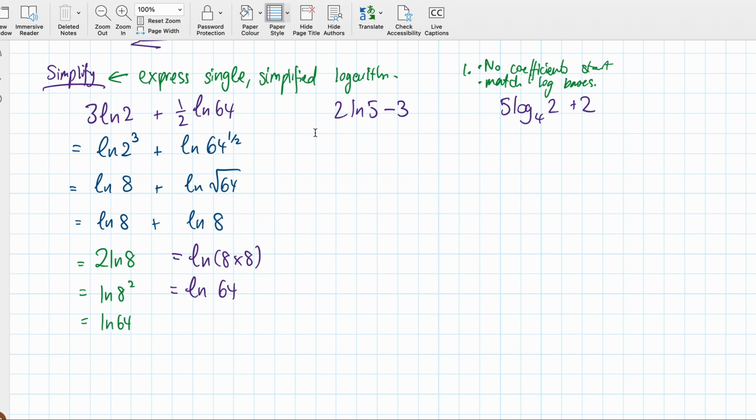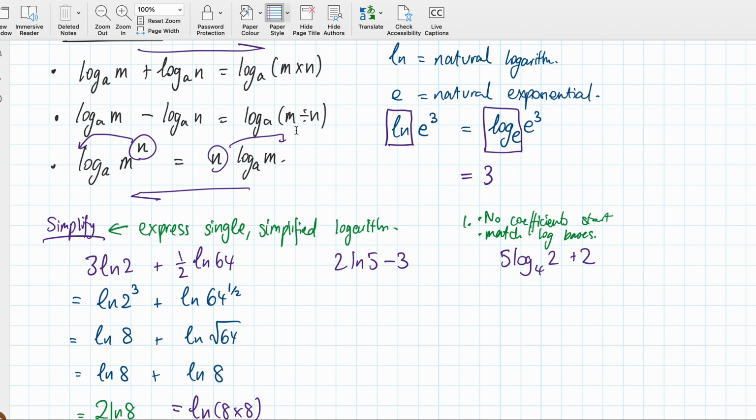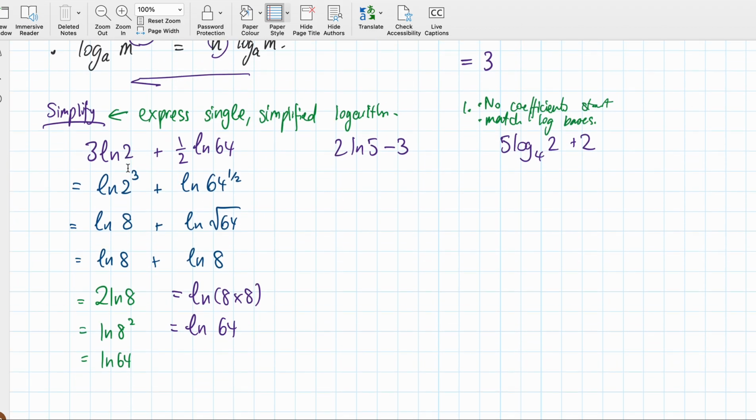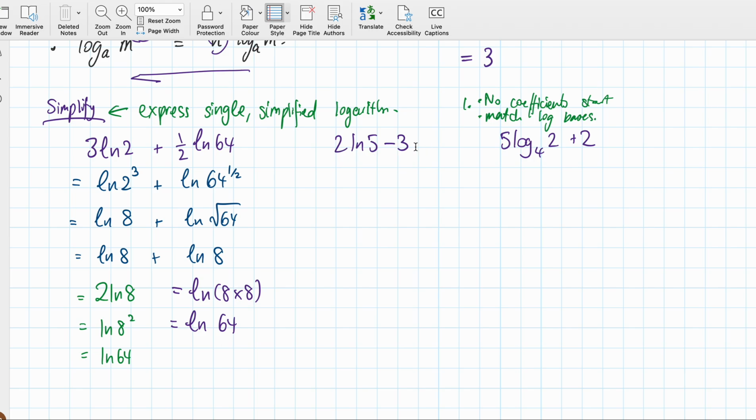Let's move on to this one here. You may notice there's just a number hanging around. Now, if there's a number hanging around, and I'm just going to scroll up, this function here is what we really want to tap into to transfer the number into a log. So first thing, 2 ln 5.